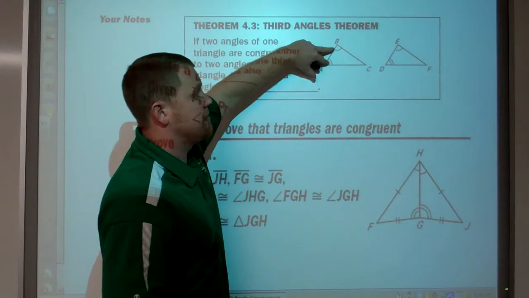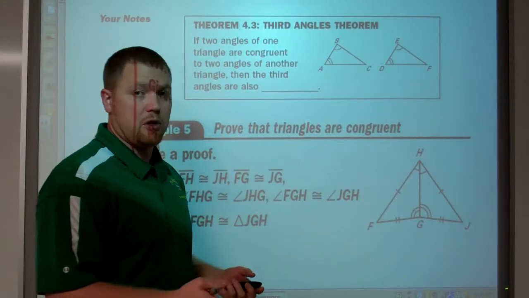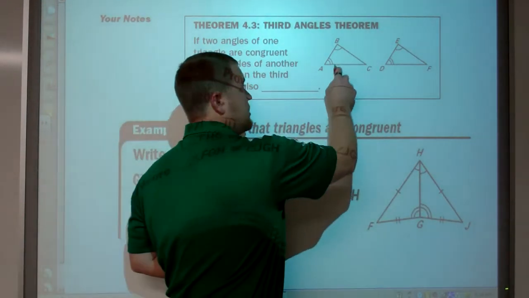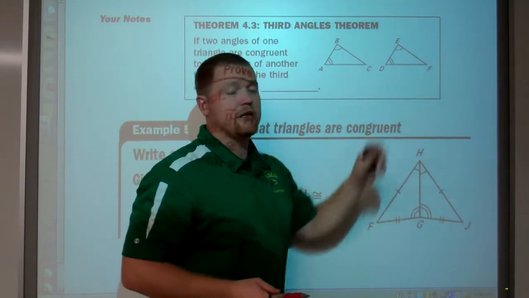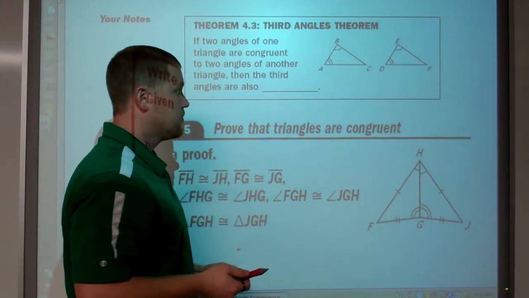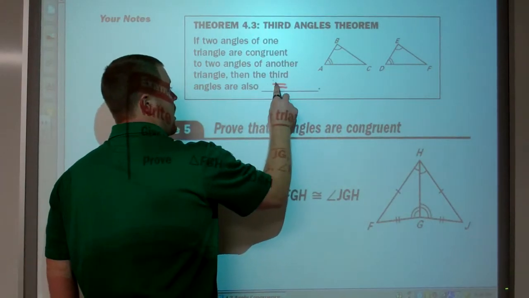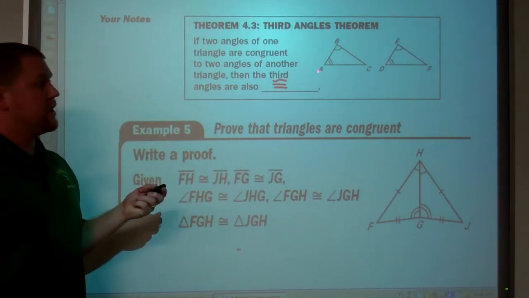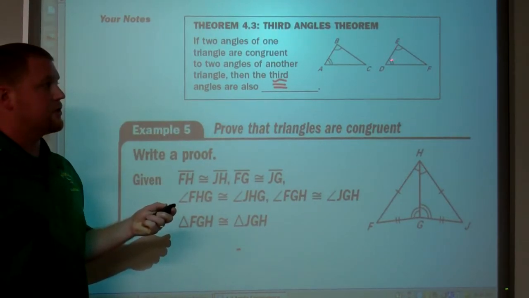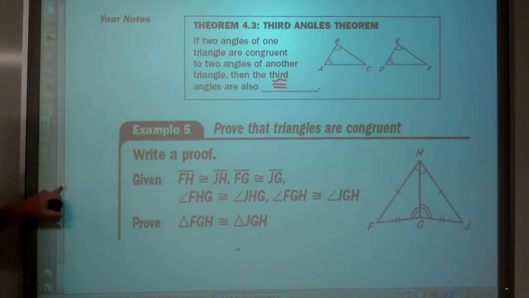Well, if these two angles add up to 140, what do angles D and E add up to? They also add up to 140, right? Because they're congruent to these two. So, if those add up to 140, angle F then has to be 40 degrees as well. So there, we know then, the third angles are also congruent. So third angles theorem. If two angles of one triangle are congruent to two angles of a second triangle, then the third angles are congruent.